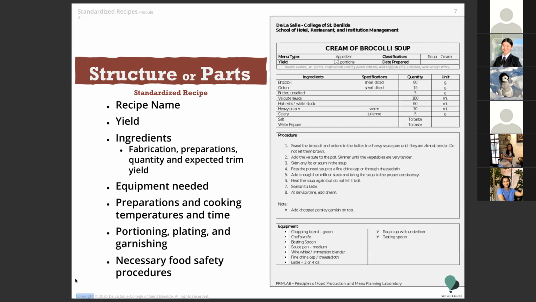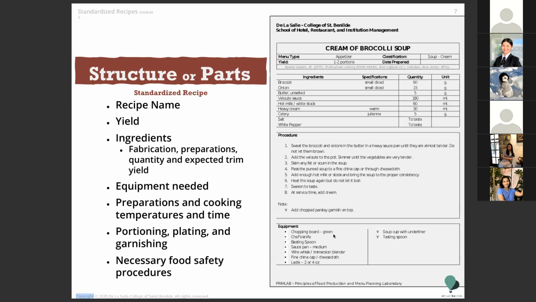And of course, lastly, as I've said, it has to be recreated. It should be a duplicated dish, meaning whatever equipment was also used should be the same. So in this case, you also indicate what equipment was needed or used to prepare or cook the cream of broccoli soup. Okay, so we have here some examples.